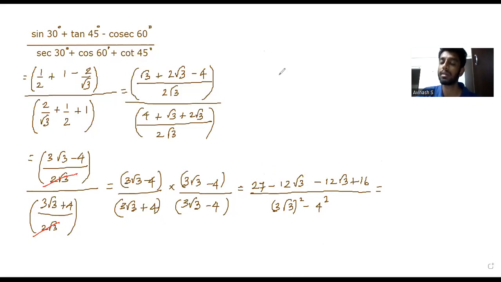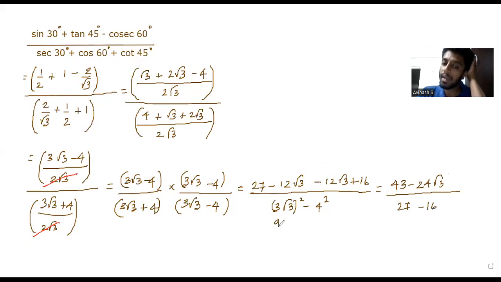These are very important rational and irrational operations. So when I add 27 and 16, it becomes 43. And then minus 12 root 3 and minus 12 root 3, they get added, because minus and minus you add them, and it becomes minus 24 root 3. Divided by what you have here, which is 3 root 3 the whole square. When you square this, you will be getting 27, and when you square this, you will be getting 16.